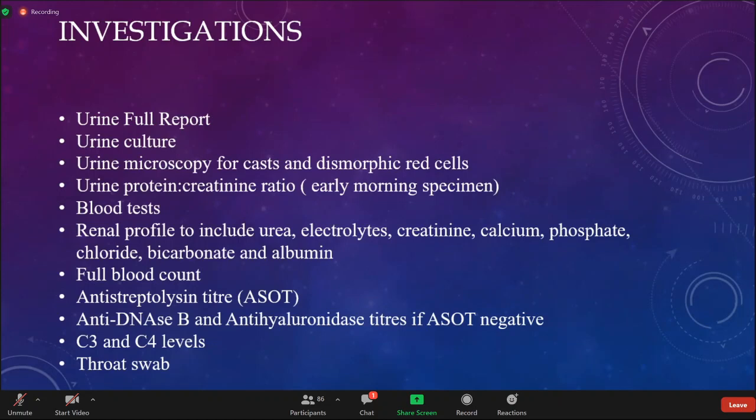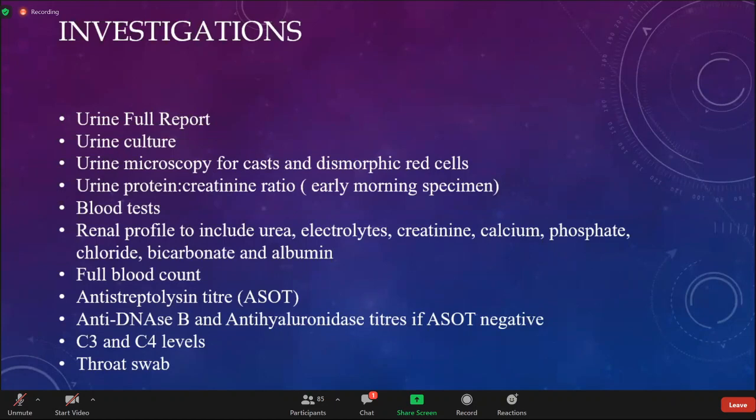You do a urine full report and urine culture, because hematuria can be a feature of urinary tract infections also. Therefore, you look at the urine full report and urine culture. Urine microscopy is very important for casts and dysmorphic cells. We know red cell casts are pathognomonic of glomerular disease.